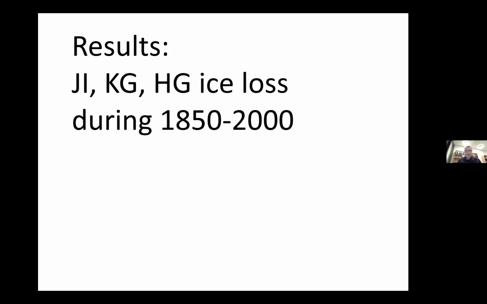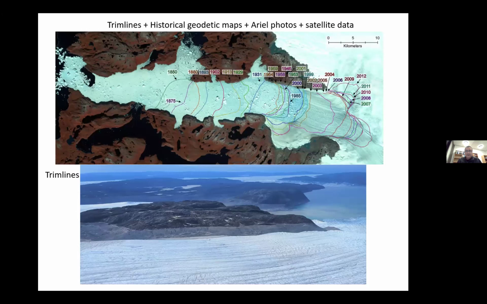Now, let's look at some results. To start with, I will focus on Jakobshavn Isbræ, Kangerlussuaq Glacier, and Helheim Glacier. We use a combination of trim lines, that's the boundary between the region with vegetation and no vegetation, which is very clear on all photos. And we also, of course, use all the historical images, aerial photos, and over the last two decades, satellite data.